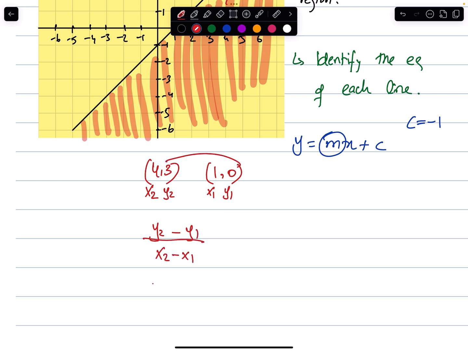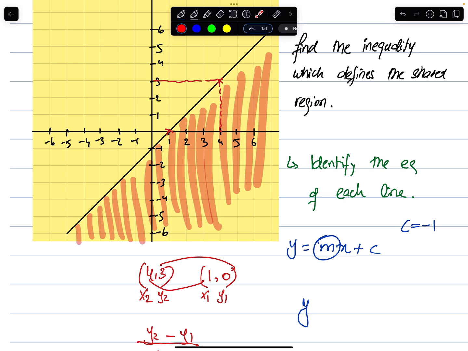3 minus 0 over 4 minus 1 comes out as 3 over 3, which comes out as 1. So the gradient is 1. So the equation of the line that is formed in this question, my son, comes out as y equals x minus 1.